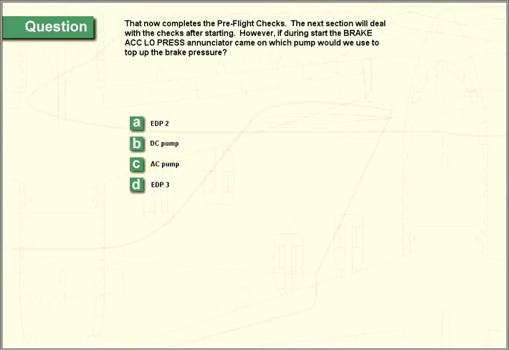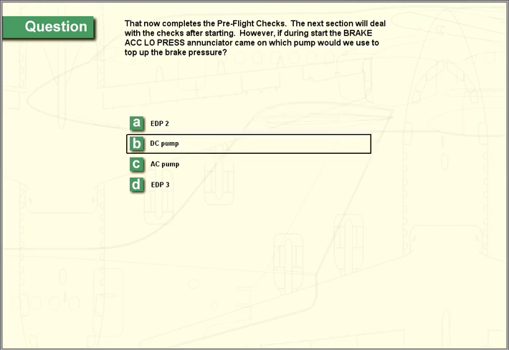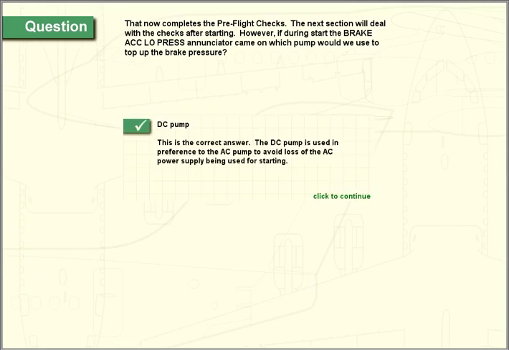That now completes the pre-flight checks. The next section will deal with the checks after starting. However, if during start the brake accumulator low pressure annunciator came on, which pump would be used to top up the brake pressure?